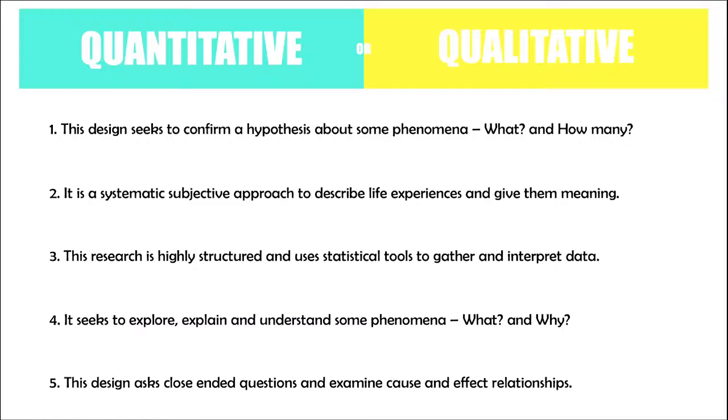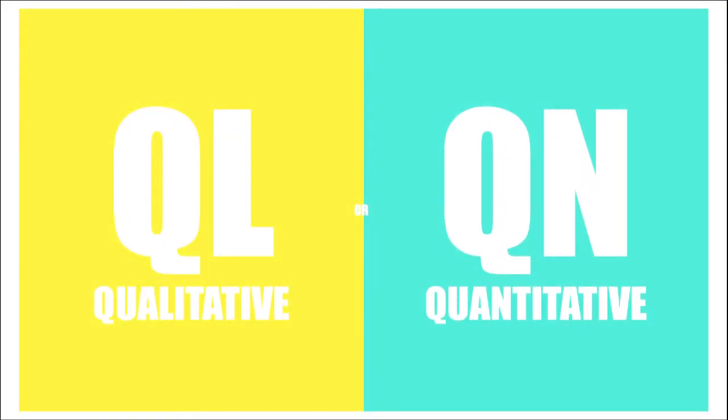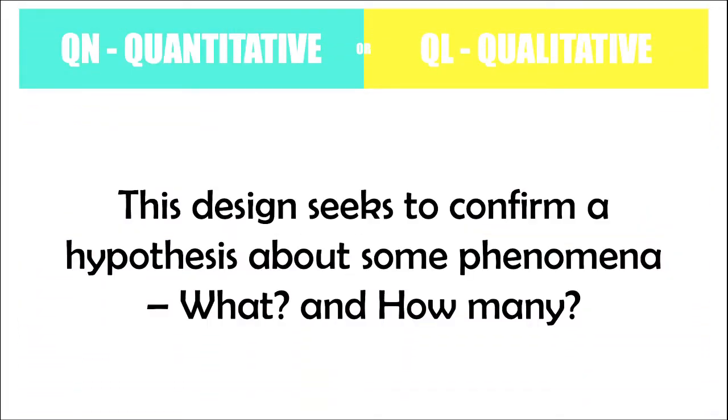Check your readiness. Let us first try identifying which of the following characteristics belong to quantitative and qualitative research. Analyze each item. Write QL if it is a characteristic of qualitative research and QN for quantitative. Write your answer on your notebook. Number 1. This design seeks to confirm a hypothesis about some phenomena. What and how many?